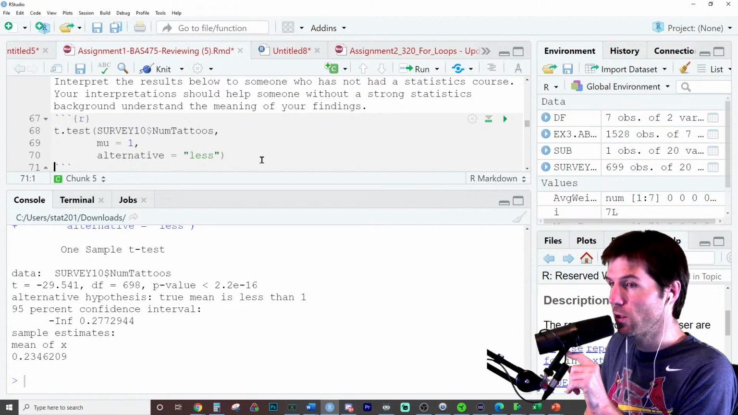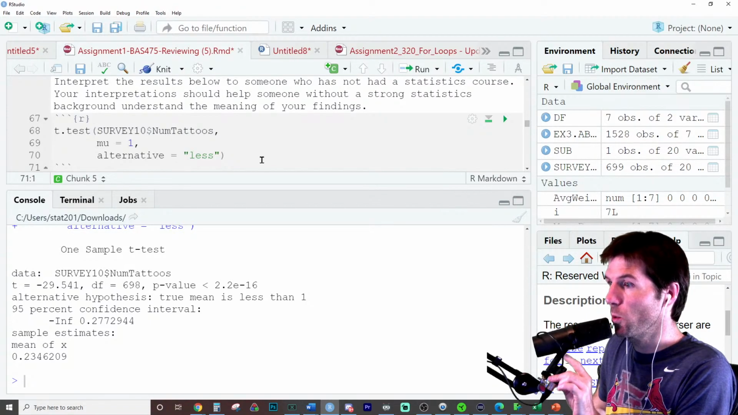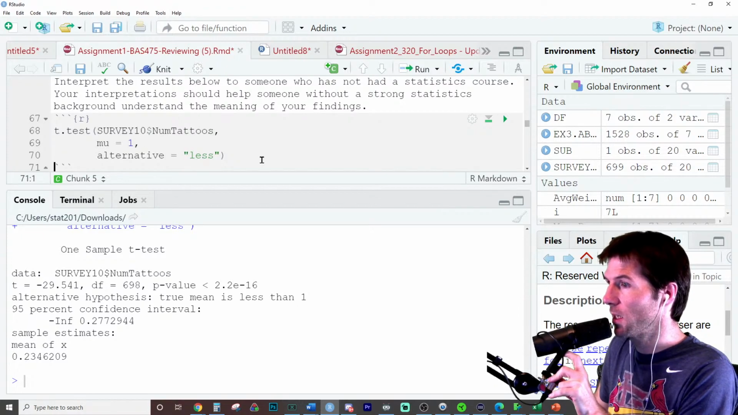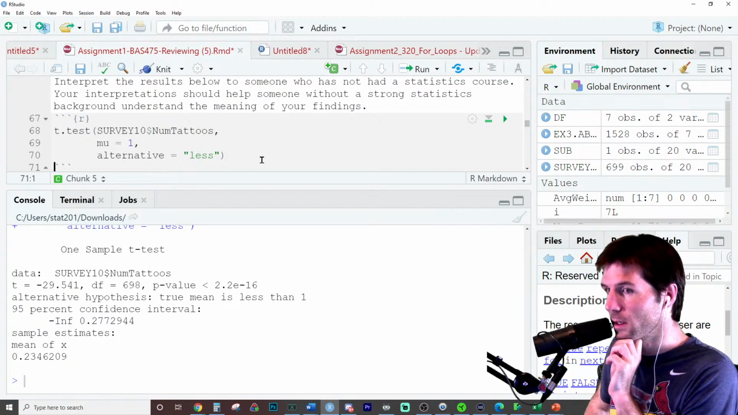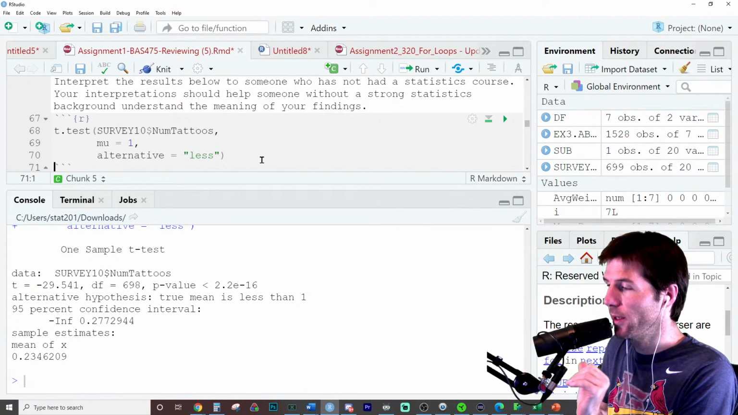Yes or no? Do we have evidence that students at UT have less than one tattoo on average? The z-score is the standardized value. Z-scores are standardized values which tell us how many standard deviations something is above or below the mean. So I can look at this test result pretty quickly and conclude what it means, and I'll then communicate to you what it means. So can you communicate this test result to me? I'll communicate it to you.